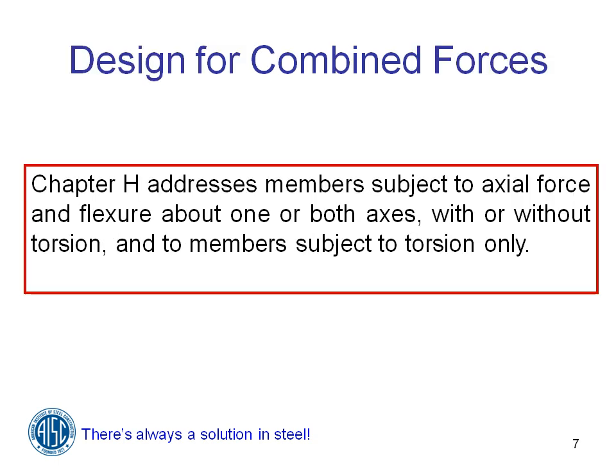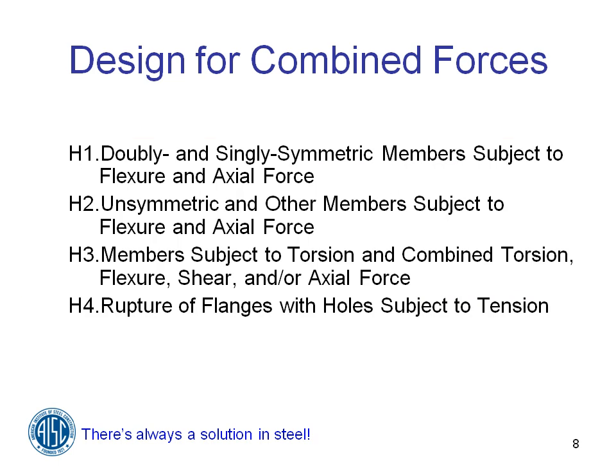And then we'll look at a summary of the methods and a couple of simplified approaches that we're able to use. So Chapter H is the chapter of the specification that addresses design for combined forces, and it's where this information has been found in the specifications for quite a few years. Section 1 is doubly and singly symmetric members subject to flexure and axial force. And that's what we're going to be looking at today.